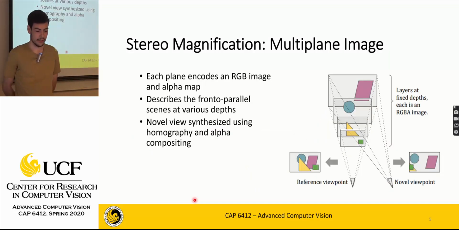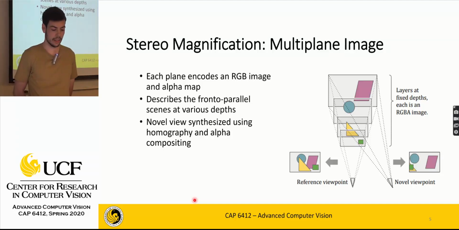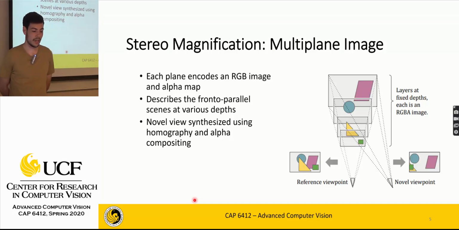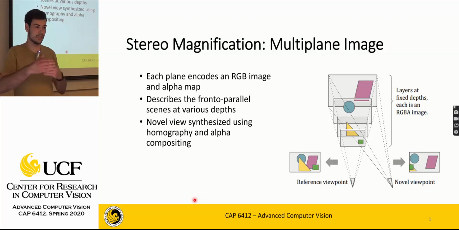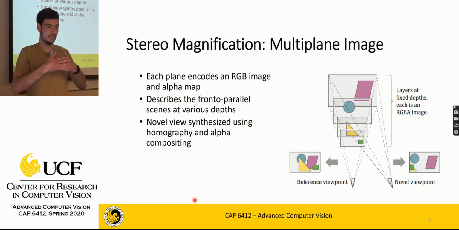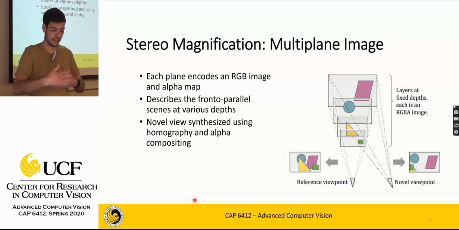So a multiplane image is an RGBA version of the image at different depth levels or disparity levels. Disparity is commonly used in these papers to describe the inverse of depth. So as something has a farther depth, it'll have a smaller disparity, and if something is a shallower depth, it'll have a larger disparity. These planes describe fronto-parallel scenes, so essentially the same scene being parallel at different depths.